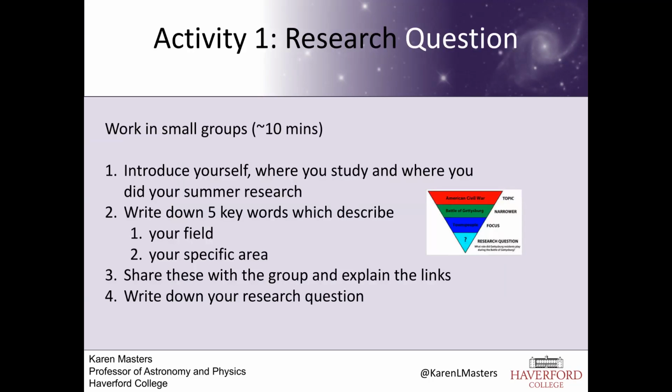Okay, and just to wrap up, I have some suggested activities. So here is the first activity that we will do. In a small group, introduce yourself, where you study and where you did your summer research. Write down the 5 keywords which describe your field and your specific area, thinking about that research triangle that we talked about. Here is an example on the American Civil War, Battle of Gettysburg, townspeople. What role did Gettysburg's residents play during the Battle of Gettysburg? And then you're going to share this with your group and explain the links and write down your research question or rephrase your research question.